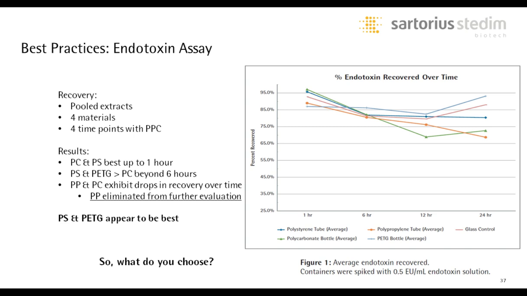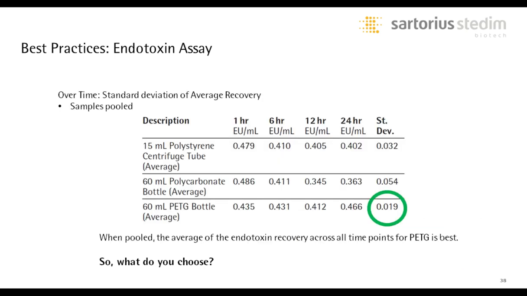So, when drawing conclusions based on the pooled sample data alone, polystyrene and PETG look to perform the best. But with no clear winner, which one do we choose? So let's look deeper into the data, as well as the standard deviation of the average recovery over time. Here, we can see that the standard deviation for these pooled samples across all time points is lowest for PETG, again making it appear to be one of the better choices. So, is that what we choose?